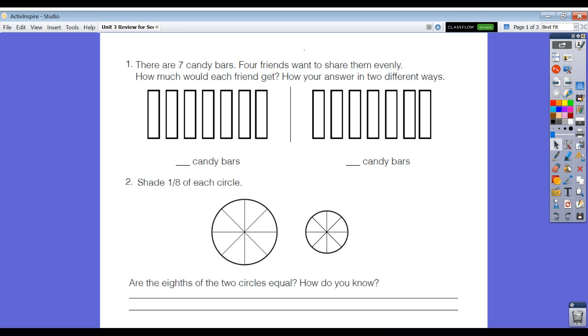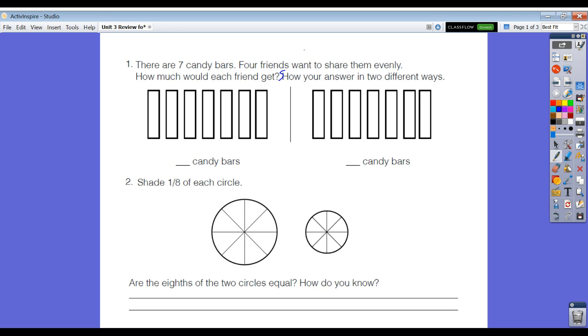Number 1 says, there are 7 candy bars. 4 friends want to share them evenly. How much would each friend get? And it's supposed to say show your answer in 2 different ways.